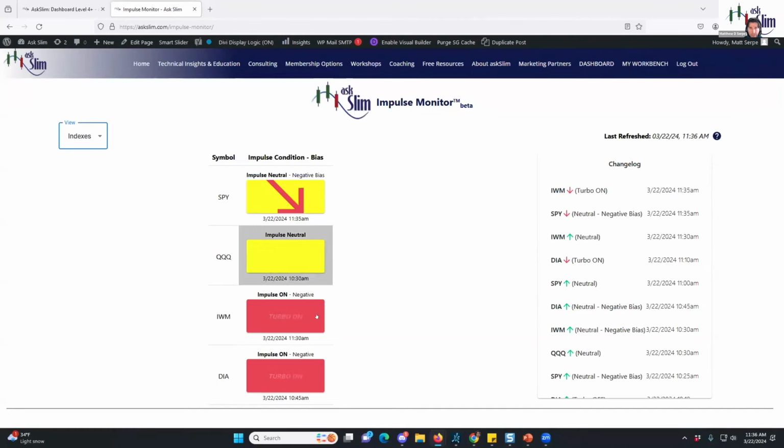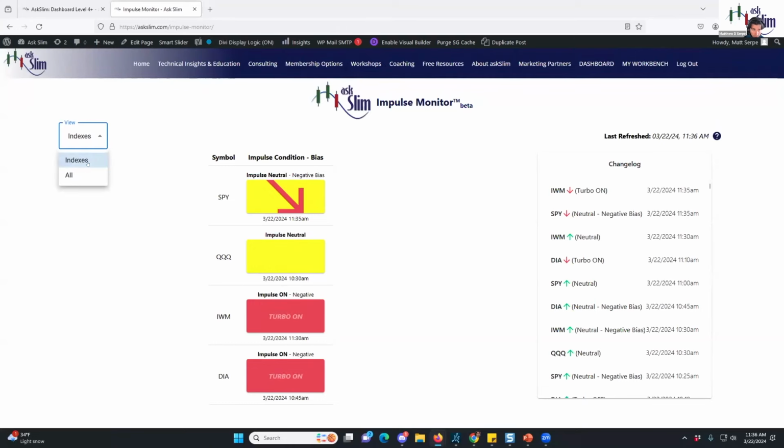And right now you can see that we have an impulse on in both the IWM and DIA, so the diamonds, and also a turbo feature that has turned on. This is a new feature. I'll describe that in just a second. And then we have a change log that is indicating when these changes occur. But we have a new view here also.